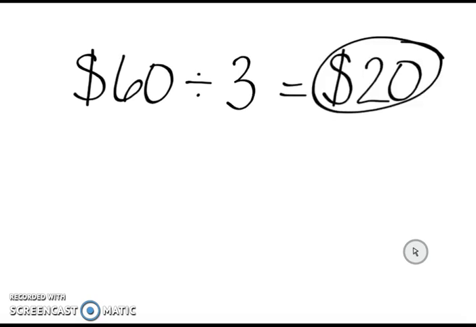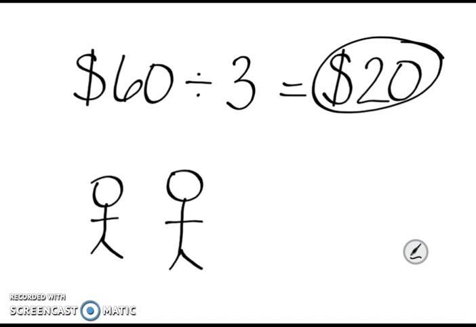Okay, did you get $20? If not, then let's work through the problem. Okay, $60 divided by 3. Let's think that we have 3 people, okay? One person, our second person, and our third person. Okay, let's make those $10 bills and let's hand them out evenly until we get $60.